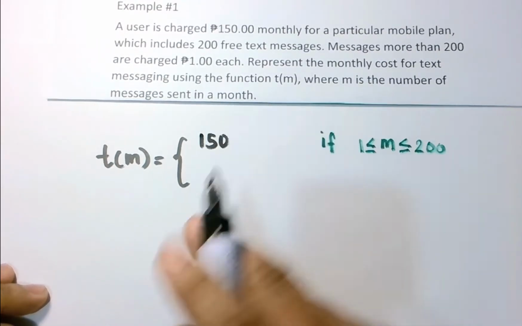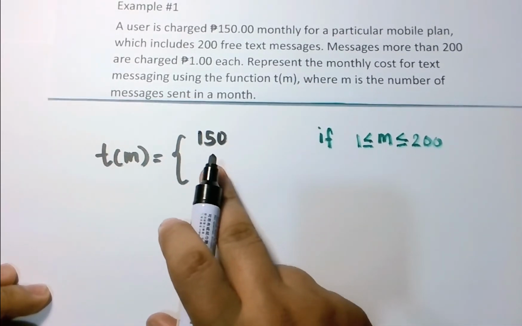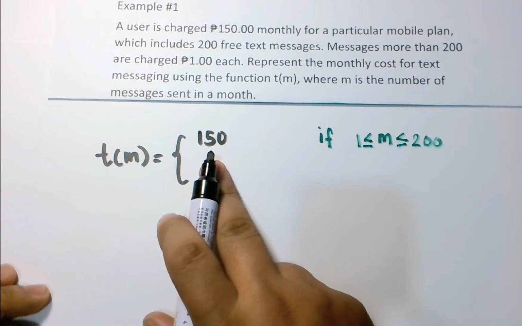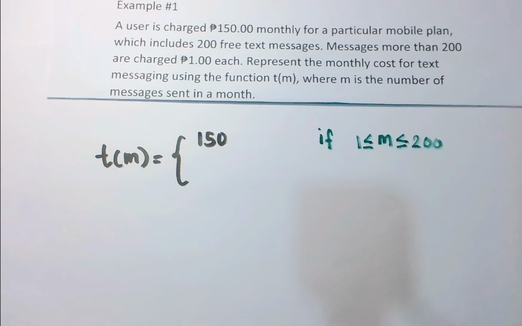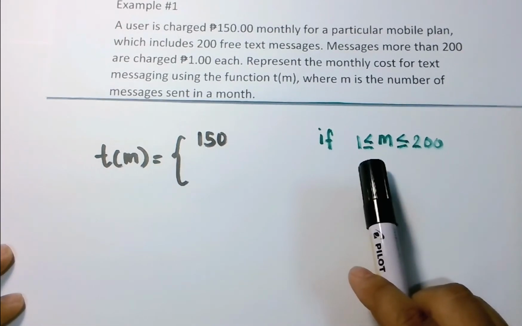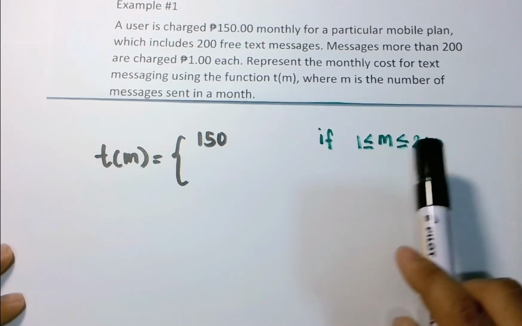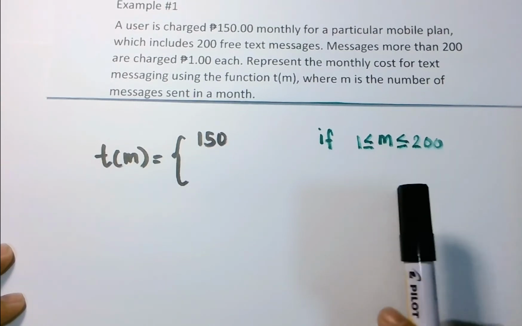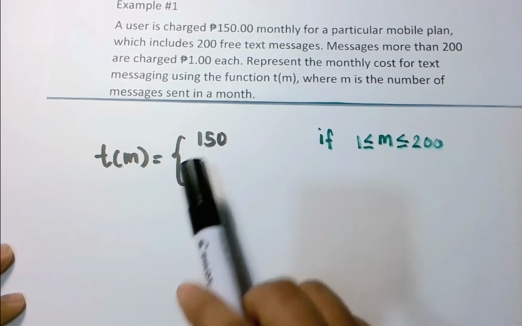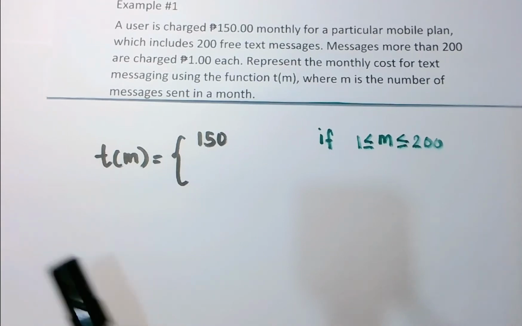So, this is a fixed amount. Fixed yan. So, parang constant function nga yan eh. So, kahit isa, dalawa, or higit pa hanggang sa 200 text messages ang gawin ni customer or ni user, 150 pesos pa rin ang kanyang babayaran.